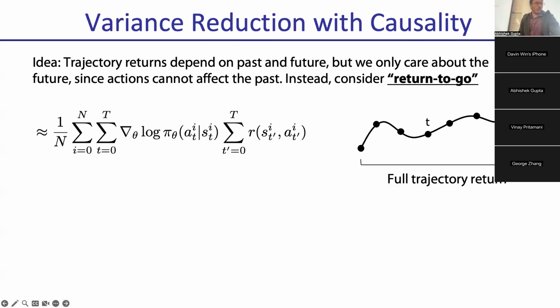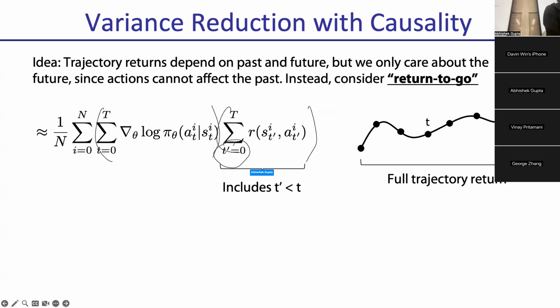And so normally the policy gradient has a sum of t equal to 0 to T, and a sum of t equal to 0 to T of reward, right? Now, the problem is that this sum includes t primes which are less than the t's here. So the grad log pi at some time step, let's say t equals 5, will also include the sum of rewards for 0, 1, 2, 3, 4. But those are things I can't affect. I really shouldn't be considering them, right?